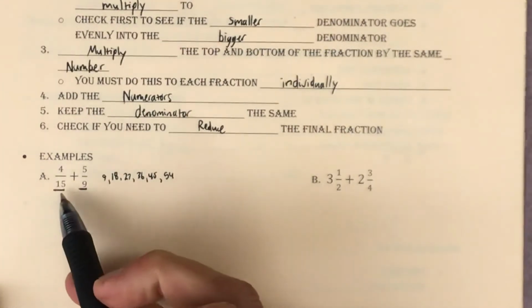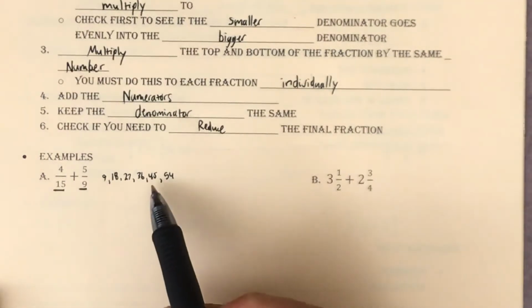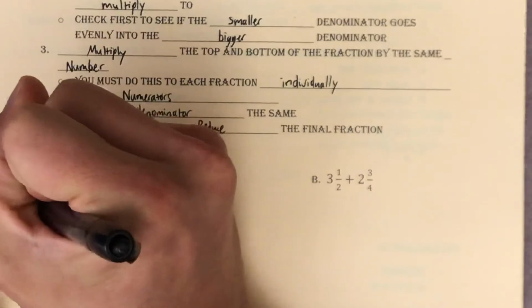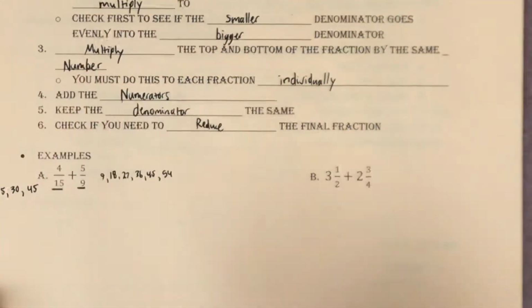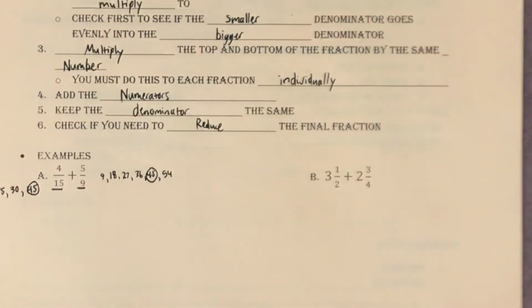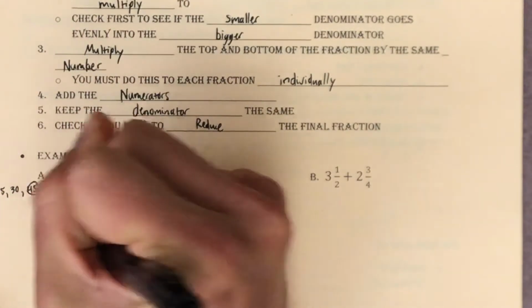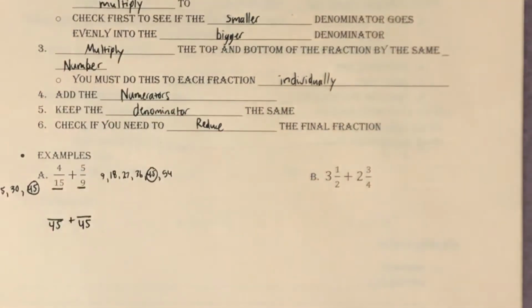Then I'm going to list out the multiples of 15 and see, do I hit any numbers that I already have on that 9 list? Well, first one would be 15, then 30, then 45. Oh, right there, 45. That's on both lists. So that means that my denominator of both of these is going to become 45. So I'm going to go ahead and write that because I know that it's going to get there.